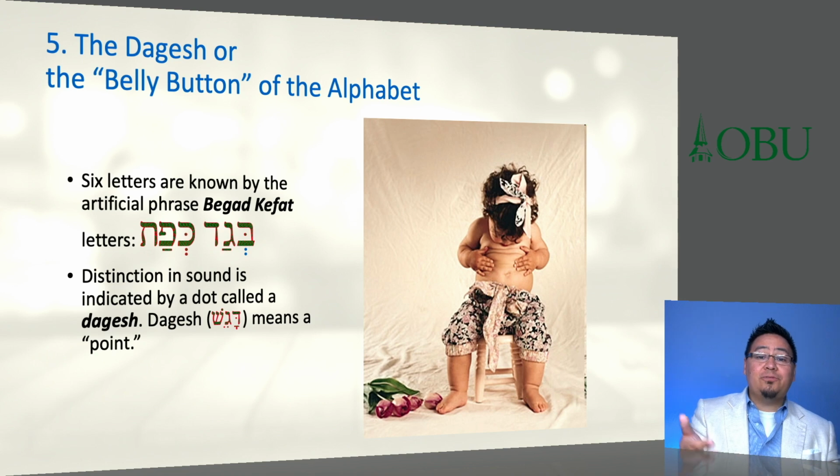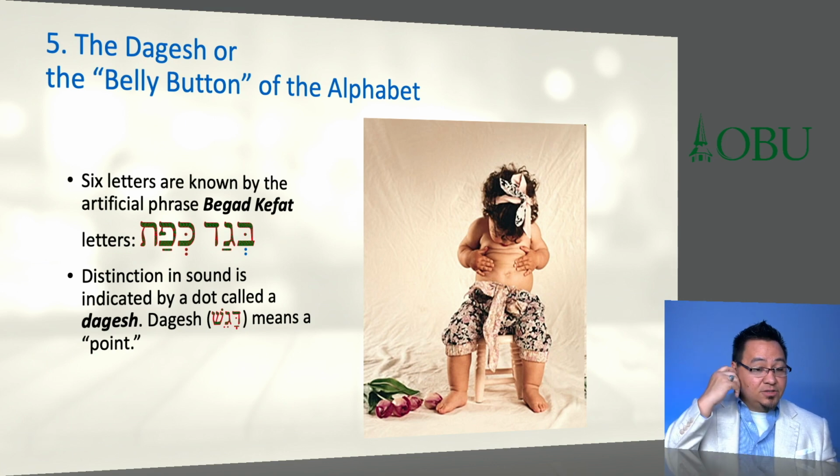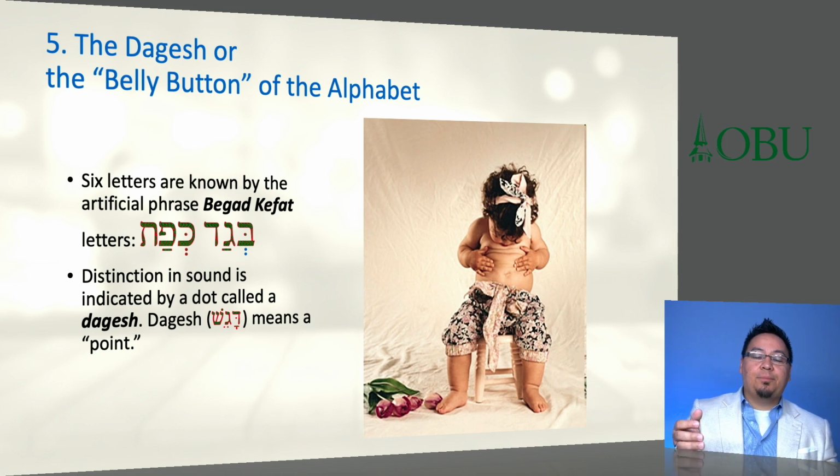The letters that often take the dagesh are what we call the Begad Kefat letters. And you see right here, the Begad Kefat letters are the Bet, the Gimel, the Dalet, the Kof, the Pey, and the Tav. Okay? And they take these on. Now, if they take on a dagesh in the Begad Kefat letters, it changes it from being a softer sound to a hard sound. Okay? Softer sound to a hard sound.